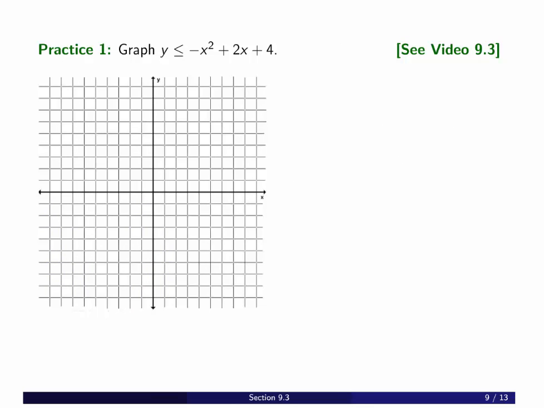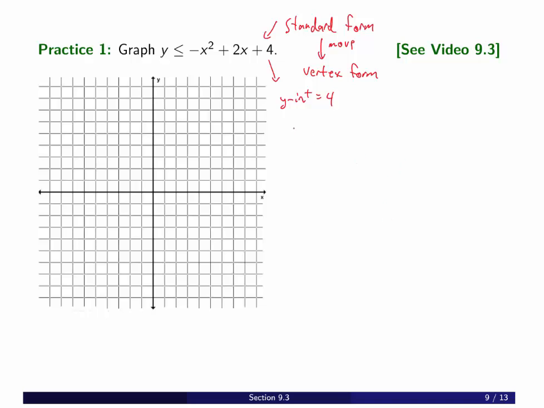Graph y is less than or equal to negative x squared plus 2x plus 4. First of all, this is in standard form, and we really want to move to vertex form because it's important to know the vertex. We're going to figure out what the y-intercept is right now. That's the benefit of standard form. The y-intercept is 4. Other than that, there's not much we can get from that.